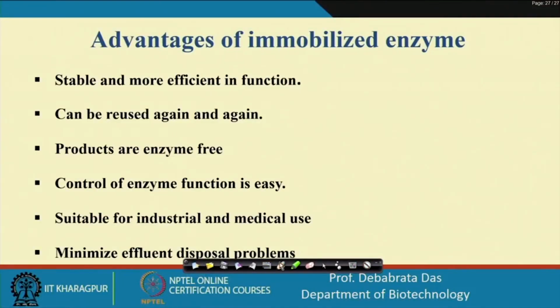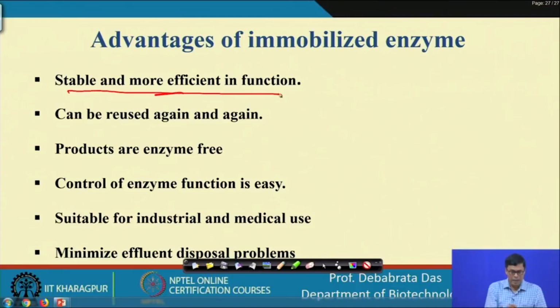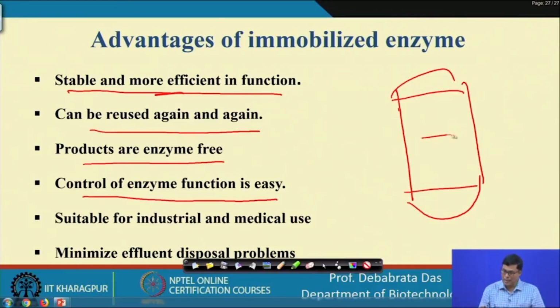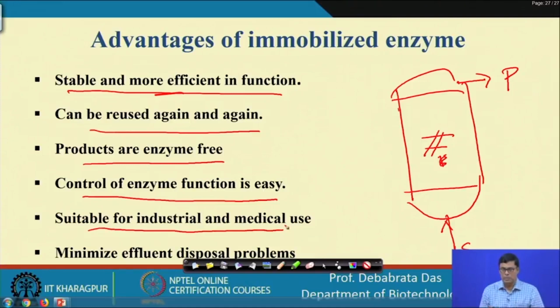The advantages of immobilized enzyme: it is stable, as I told you, and more efficient in function, and can be reused again and again. Products are free from the enzyme. Control of enzyme function is easy, because suppose this is a column and we pack those enzymes inside the column. We can pass the substrate in one end and take out the product from the other end. The enzymes will be immobilized on the solid matrix and will not go out. So the product is free from enzymes, the control will be very easy, and it is suitable for industrial and medicinal use.